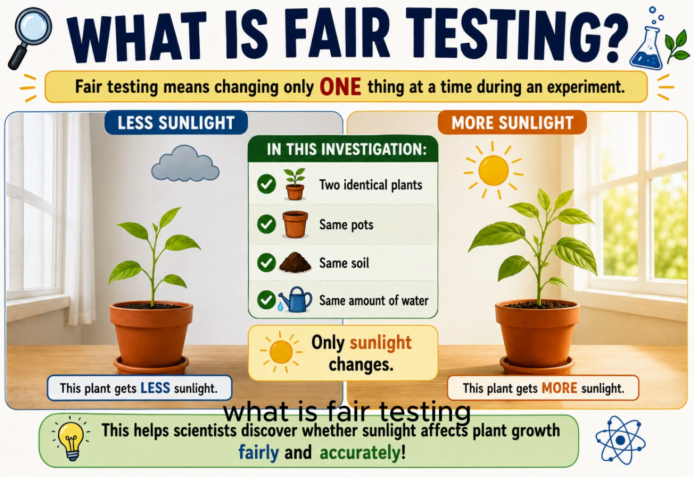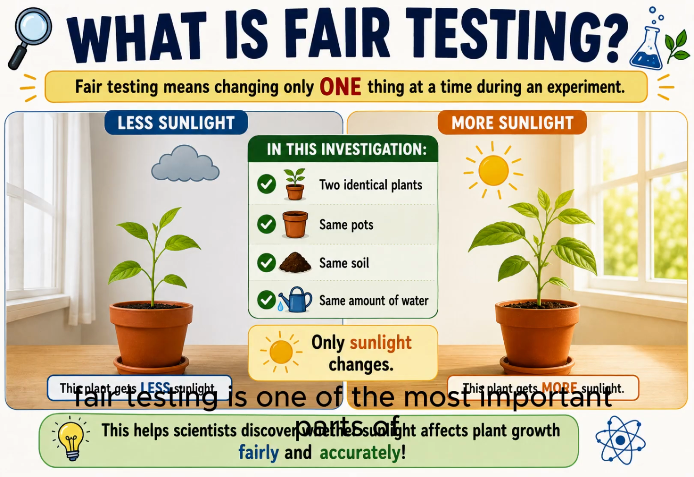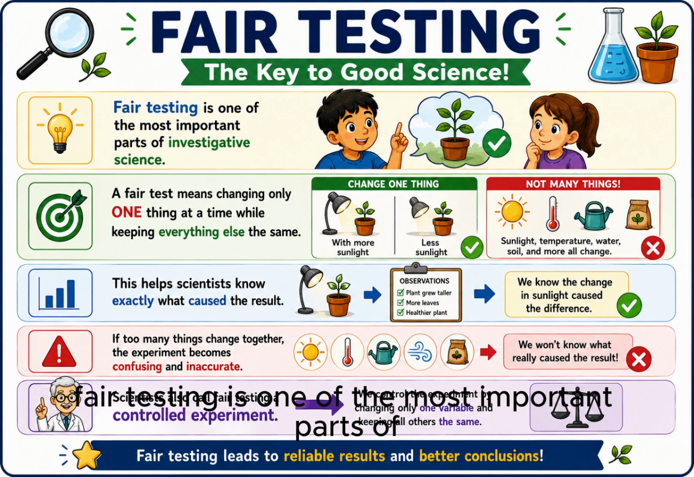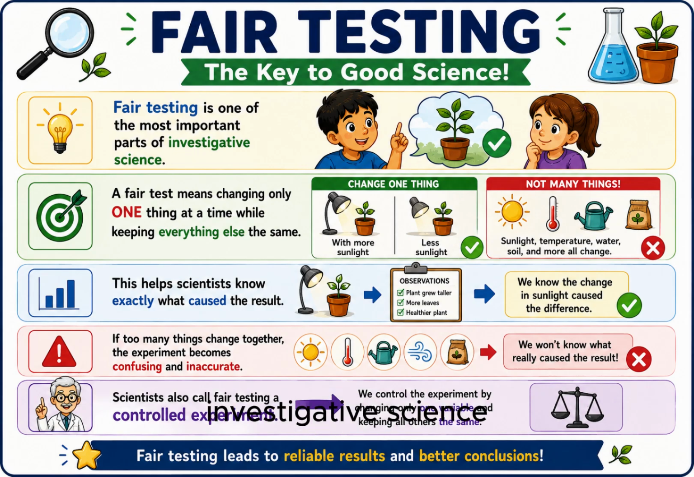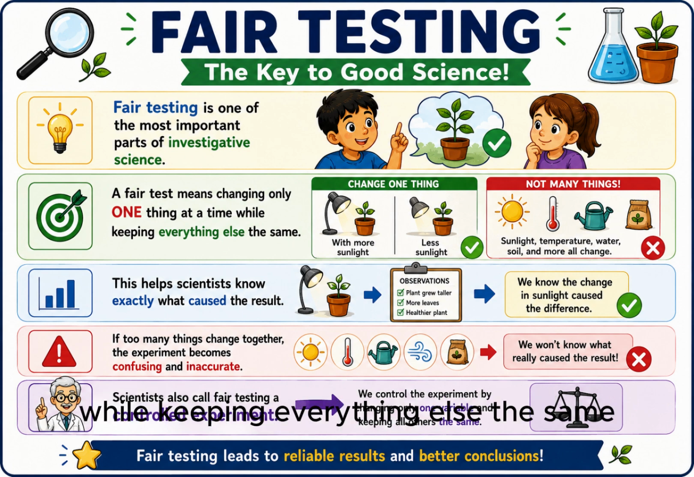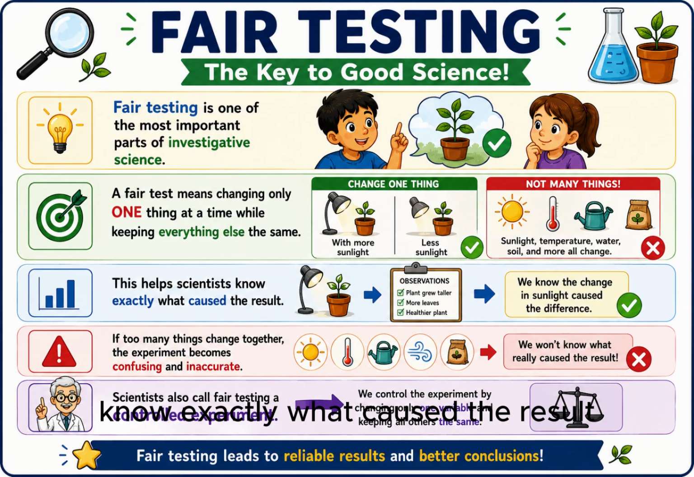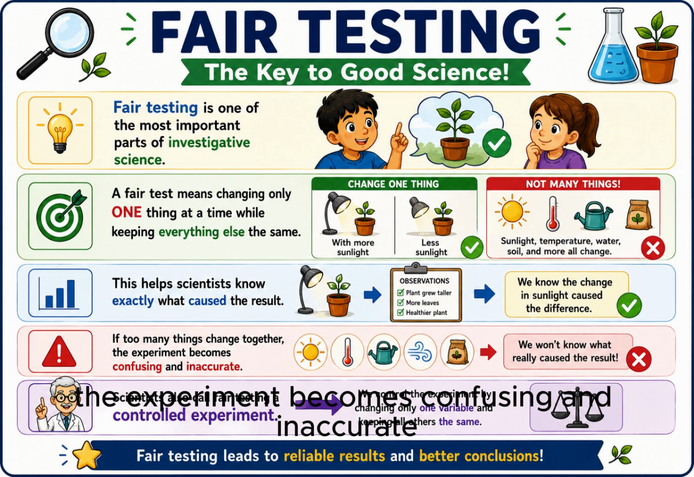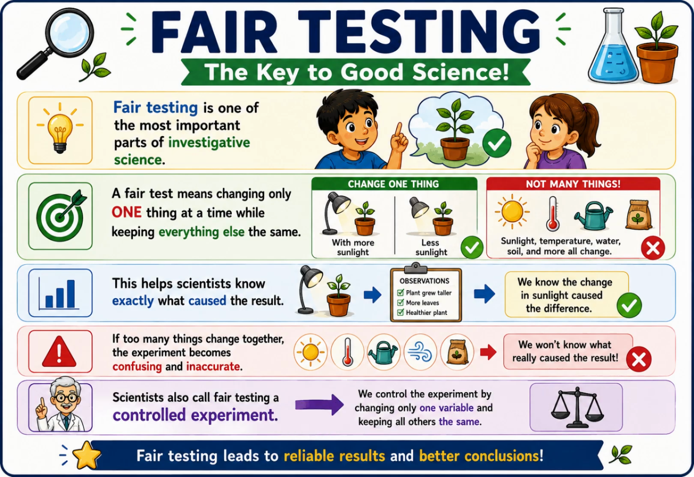What is fair testing? Fair testing is one of the most important parts of investigative science. A fair test means changing only one thing at a time while keeping everything else the same. This helps scientists know exactly what caused the result. If too many things change together, the experiment becomes confusing and inaccurate. Scientists also call fair testing a controlled experiment.